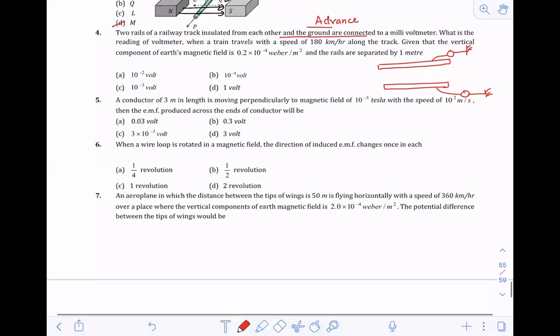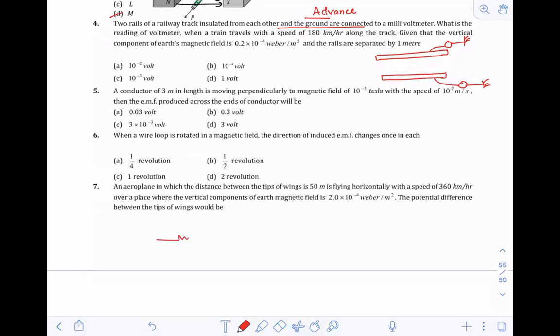Now you tell me, suppose this is a resistor and this is the battery. Now, if I want to calculate the potential difference across this resistor, what should I connect? I will connect a voltmeter, like this.